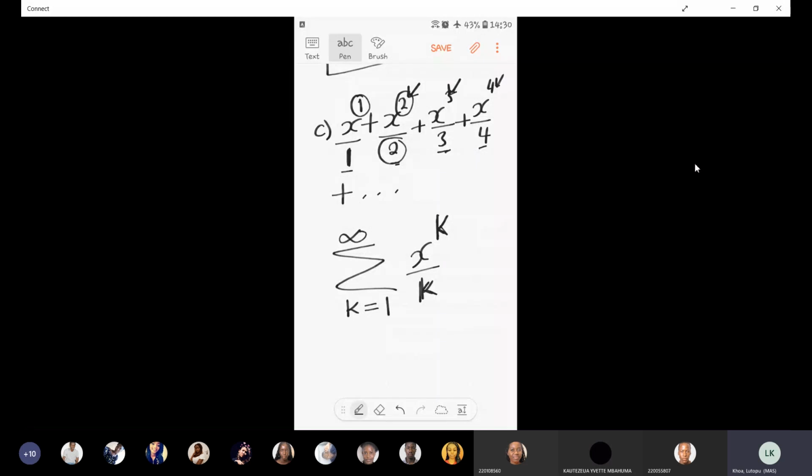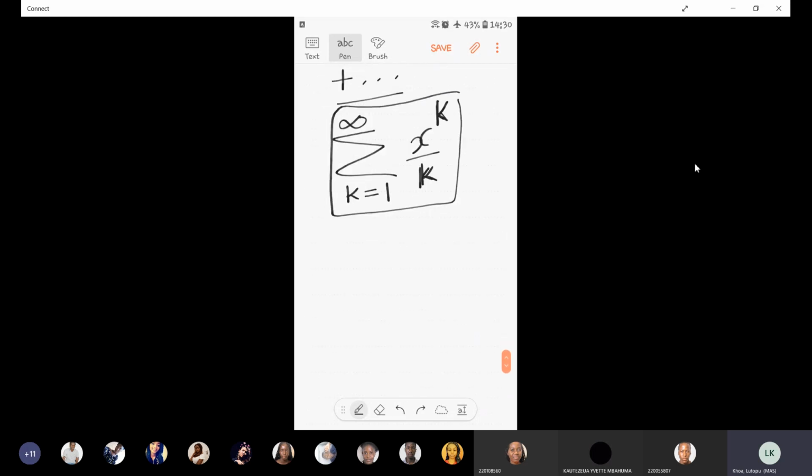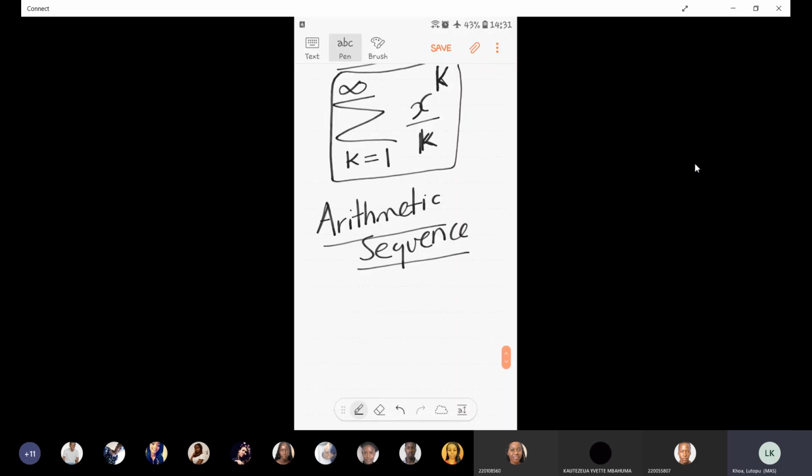Okay, so this is how you would write this series in a condensed form using the sigma notation. So always look at what is increasing, and then you replace that with k. Okay, so that is how to write in sigma notation. Now we go into two specific sequences and series. The first one is the arithmetic sequence. Now this arithmetic sequence is very simple.